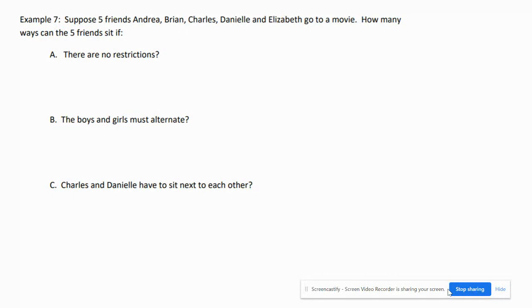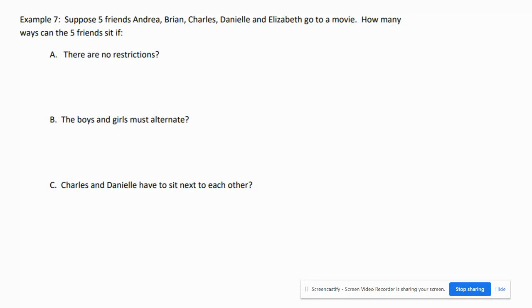For part B, they're saying the boys and the girls must alternate. Guys, these are kind of traditional female and male names. So Andrea will be female, Brian and Charles are boys, and Danielle and Elizabeth are going to be girls. This is just for the nature of this question, how this is going to have to work.